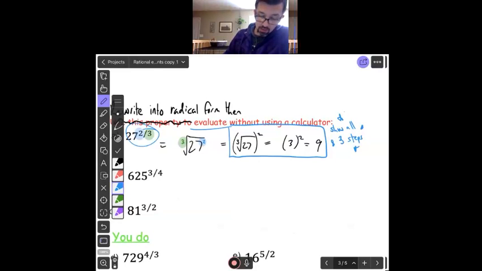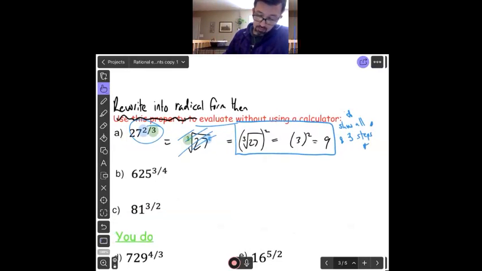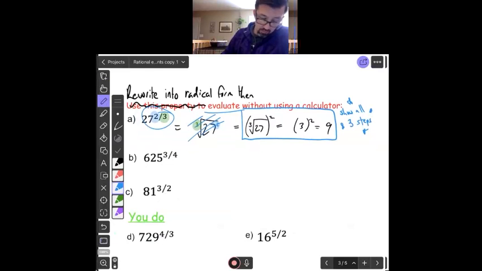I'm not going to do this anymore because it's not useful. I'm going to go straight to the other form. So I'm going to do it again. 625 to the 3/4 power. I need a radical. I need my 625. Then I stop and I think, all right, where does my 4 go? Where does my 3 go? The denominator always goes on the index.